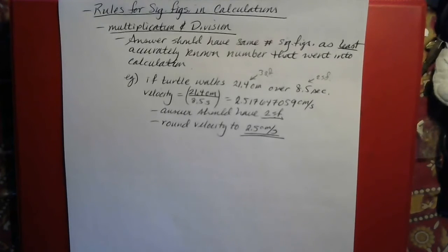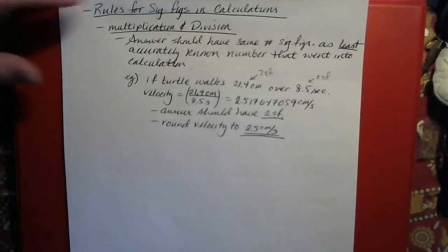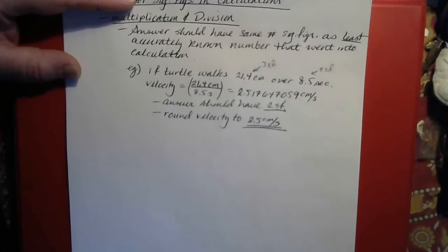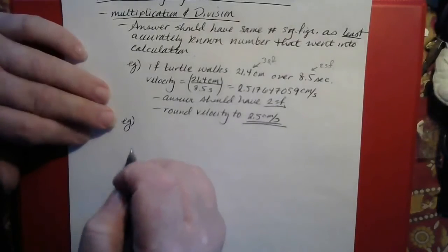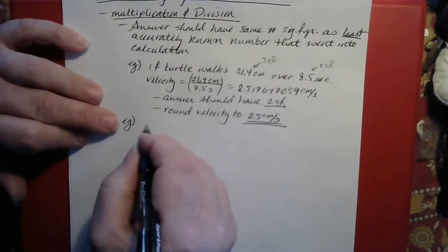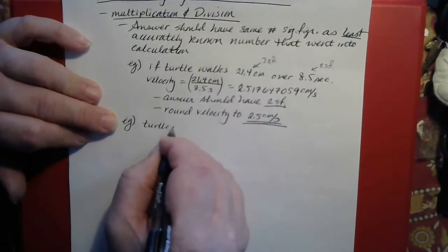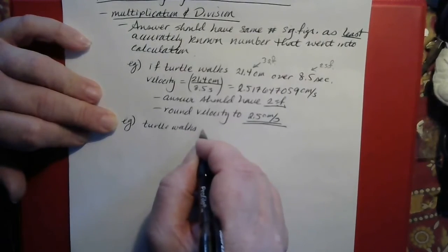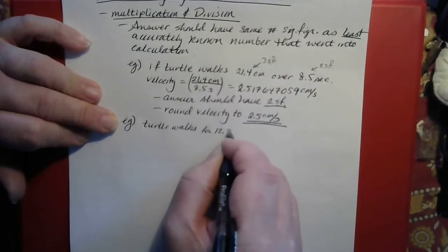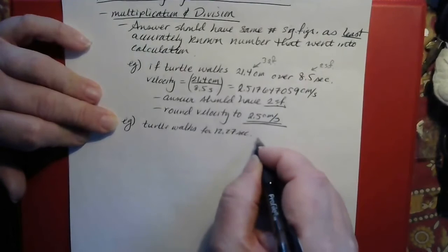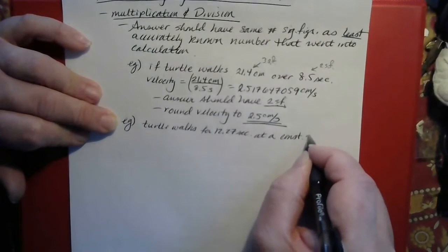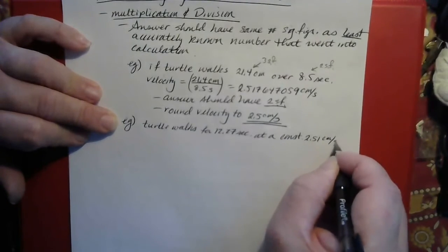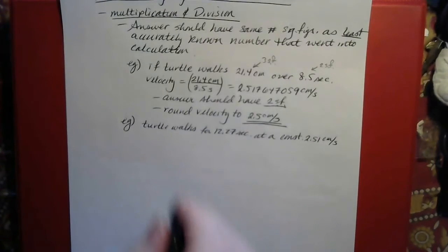And so that's how you can round off for significant figures. Okay, another example might be, for example, if the turtle walks 12.27 seconds at a constant 2.51 centimeters per second. What distance is covered?